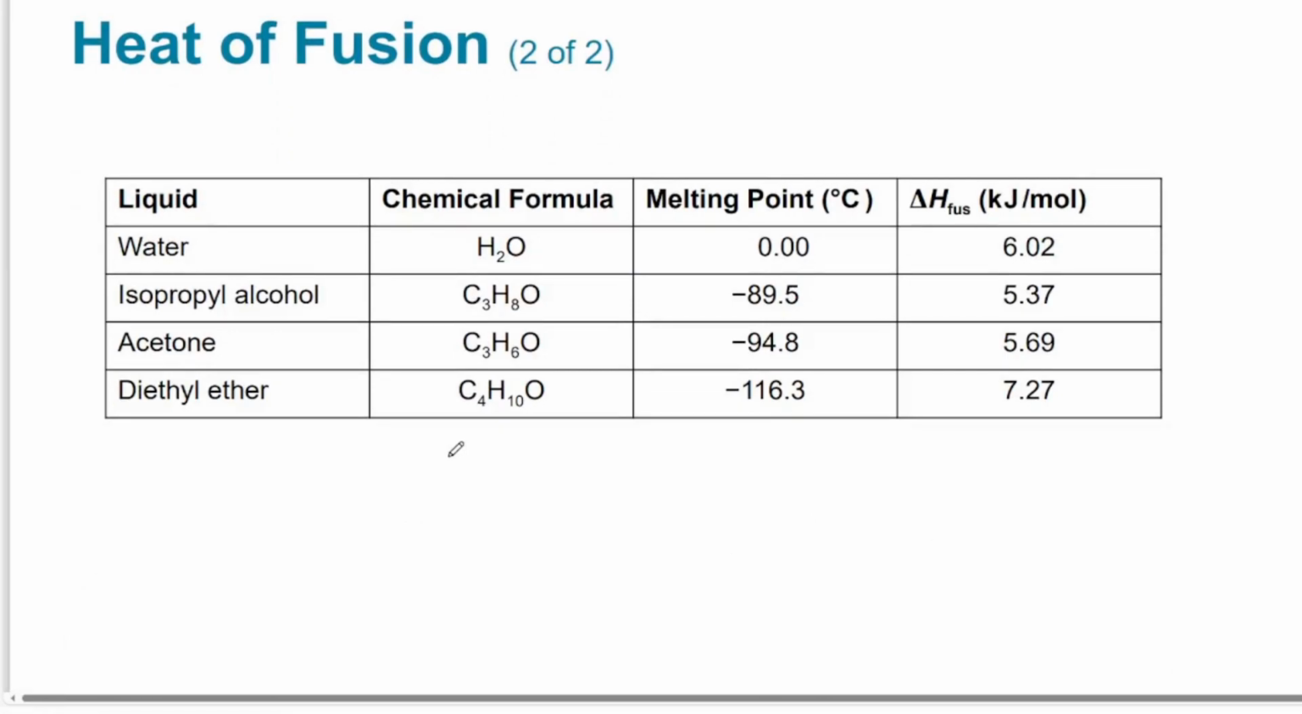For liquid water, the melting point is 0, and the delta H of fusion is 6.02 kilojoules per mole. For isopropyl alcohol, we have a much lower melting point, and the delta H of fusion is also lower because the intermolecular interactions are weaker. For acetone, we have a lower melting point, and the delta H of fusion is also lower than water.